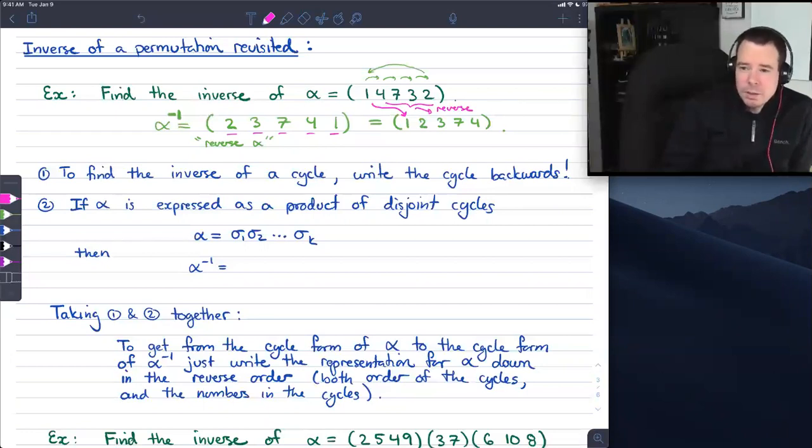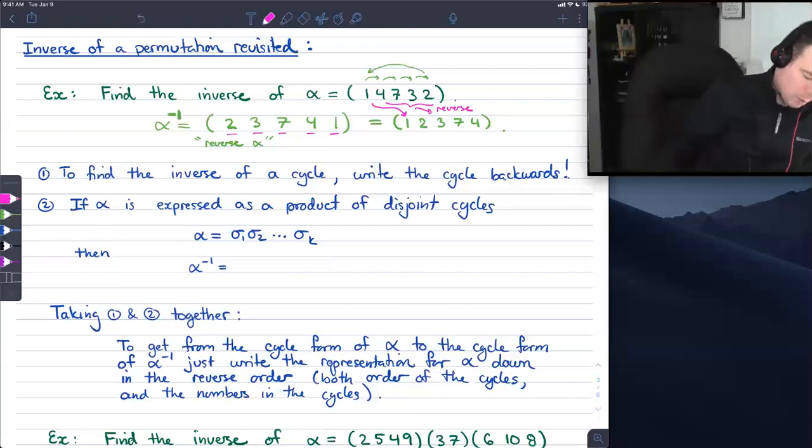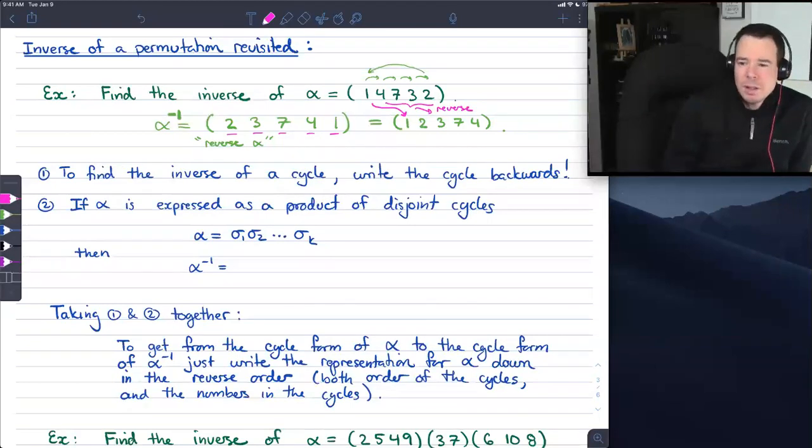The alternative way, and the way I typically do this to find inverses, is I just do what I showed in the last step there. If 1 is the first number in the cycle, by convention, it's already written with the smallest number first. We might as well keep that as the smallest number first. So I write down the number 1, and then I reverse the remaining numbers, 2, 3, 7, 4. And that's the inverse. So we've got a nice way to find inverses of permutations. And that is summarized there as: to find the inverse of a cycle, you just write the cycle backwards.